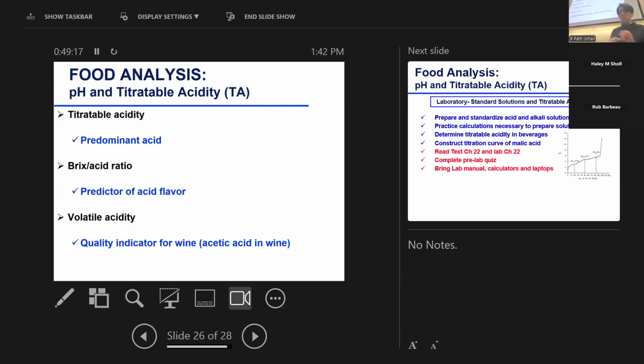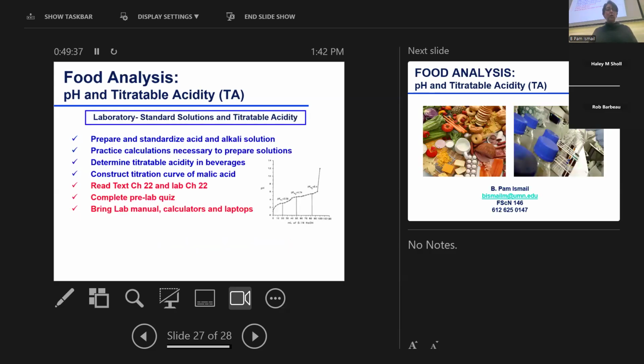So what you would do is take your wine, measure titratable acidity, then boil it off, so the acetic acid will evaporate, and measure titratable acidity again. The difference will be acetic acid. The higher the acetic acid you have, the lower the quality of your wine. This is what you're going to be doing next week: determine acidity, and plot a malic acid titration curve, and that's it.